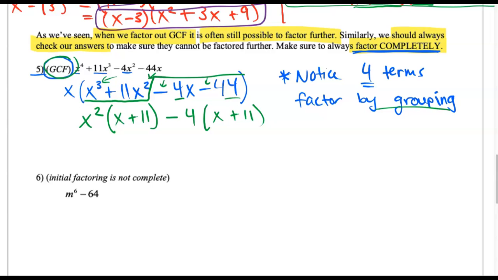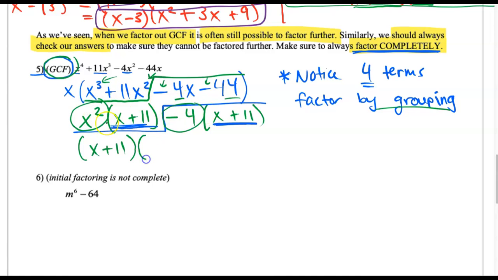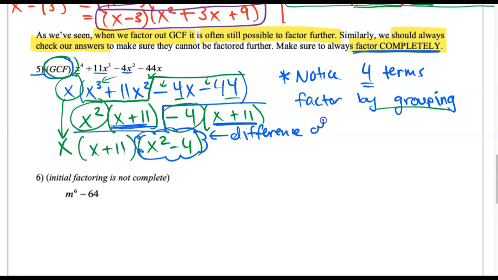I notice I have the same factor in my 2 parts. So now what I do is I factor out that common factor. So I have x plus 11 is my common factor, and then my remaining terms are put together as the second factor. Don't forget about my GCF, that was in the beginning. So I have these three factors, but notice here, this is a difference of squares. This was our last video. Difference of squares. It has two terms that are both perfect squares that are subtracting.